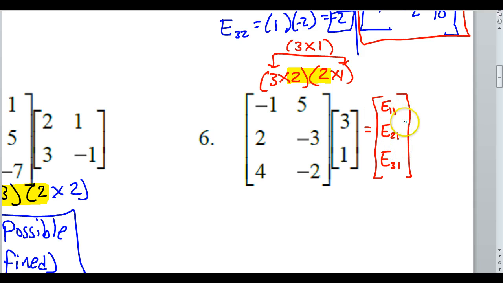Because this is row 1, row 2, row 3, and all of these, you see all these ones, because this whole thing is column 1. So we just need to do these 3 calculations to find out what these elements are.